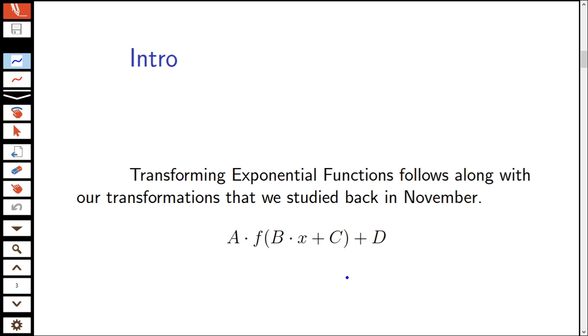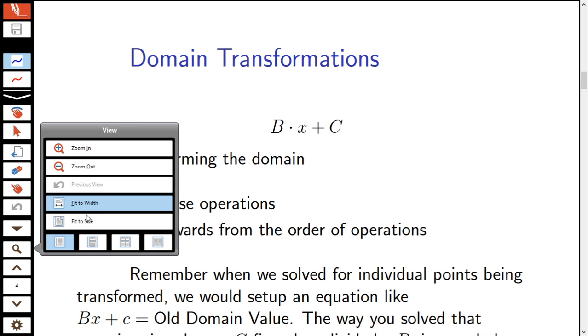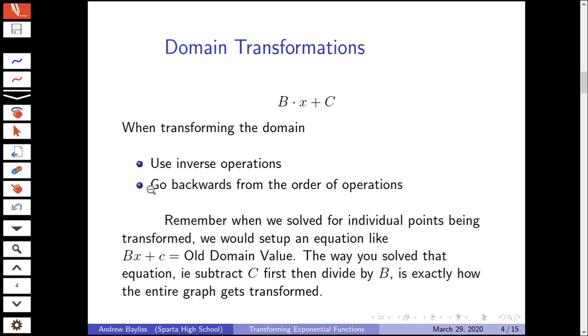That is our a f of bx plus c plus d, right? Just doing the same things we did then, now to our exponential graph. Okay, so first, transforming bx plus c. Please note that with transforming bx plus c, these are the domain transformations. Remember, we go inverse the order of operations. We go backwards. We're going to transform with c first, and then b second, right?